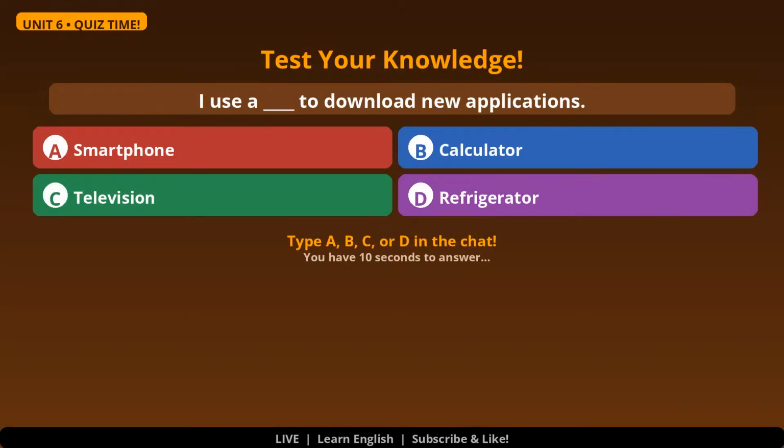Time for a quick quiz. Here's the question. I use blank to download new applications. Option A, smartphone. Option B, calculator. Option C, television. Option D, refrigerator. Think about it. Type A, B, C, or D in the chat. You have 10 seconds.